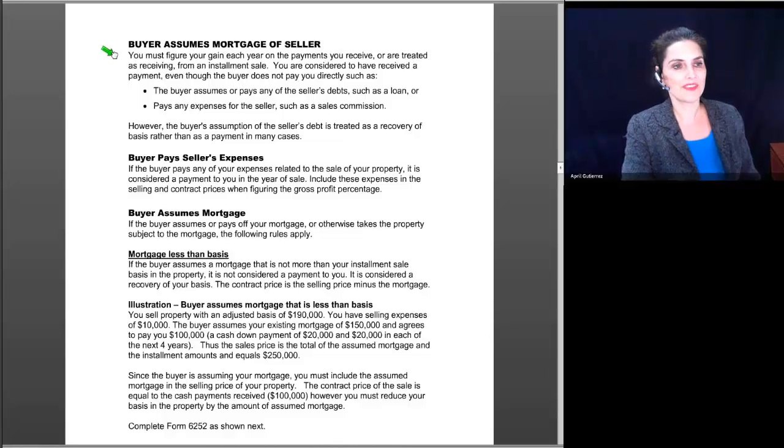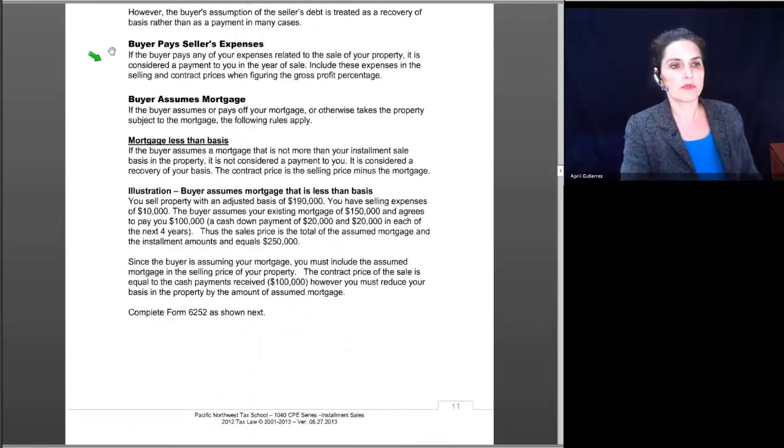So here we go. You must figure your gain each year on payments you receive or are treated as receiving from an installment sale. And you are considered to have received a payment even though the buyer does not pay you directly. This happens, for example, when the buyer assumes or pays any of the seller's debts, such as a loan, or pays an expense for the seller, such as a sales commission. However, the buyer's assumption of the seller's debt is treated as a recovery of basis rather than a payment in many cases. Now let's look at what happens when this goes on.